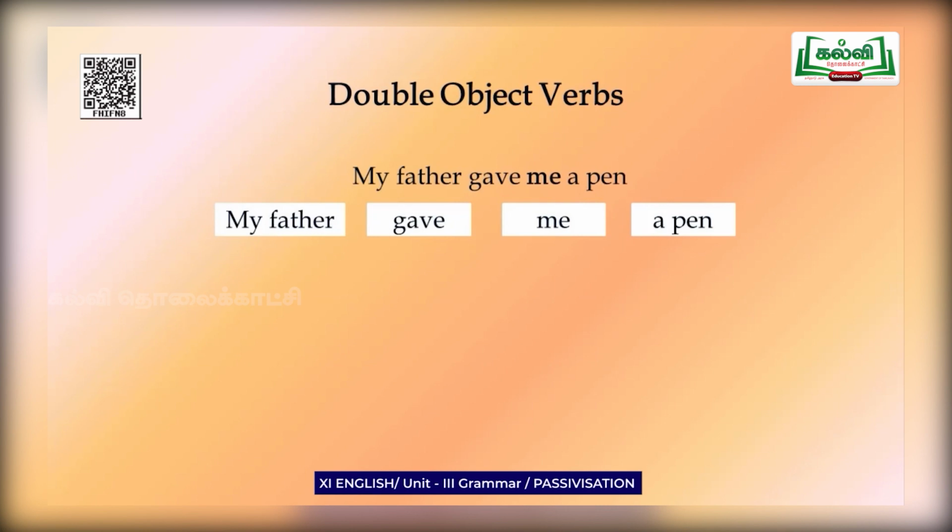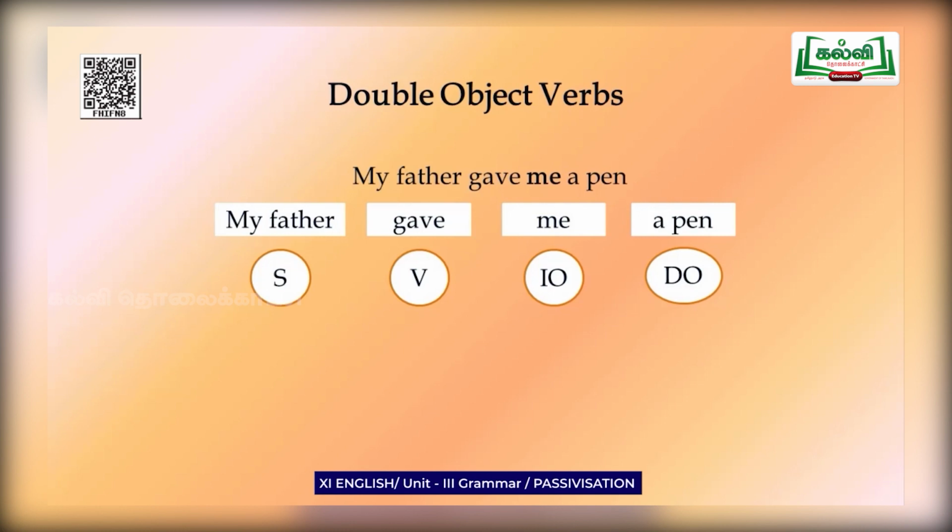Now, let's see what we should do if an active voice sentence has 2 objects. Look at the example. My father gave me a pen. In this sentence, me and a pen are the 2 objects. Me is an indirect object, a pen is a direct object. You can make 2 passive voice sentences.